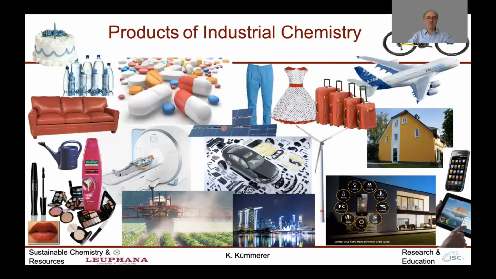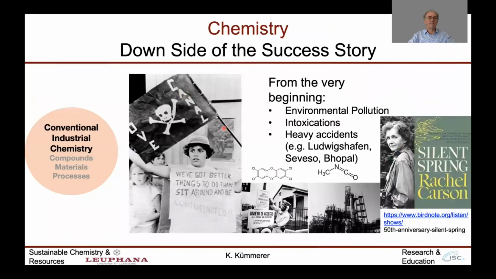Here you see some examples of the products of industrial chemistry. So it's literally everywhere: electronics, lights, cars, medicine, cosmetics, furniture, pharmacy, food, etc. But always from the very beginning of industrial chemistry, there has been also a downside of this success story.